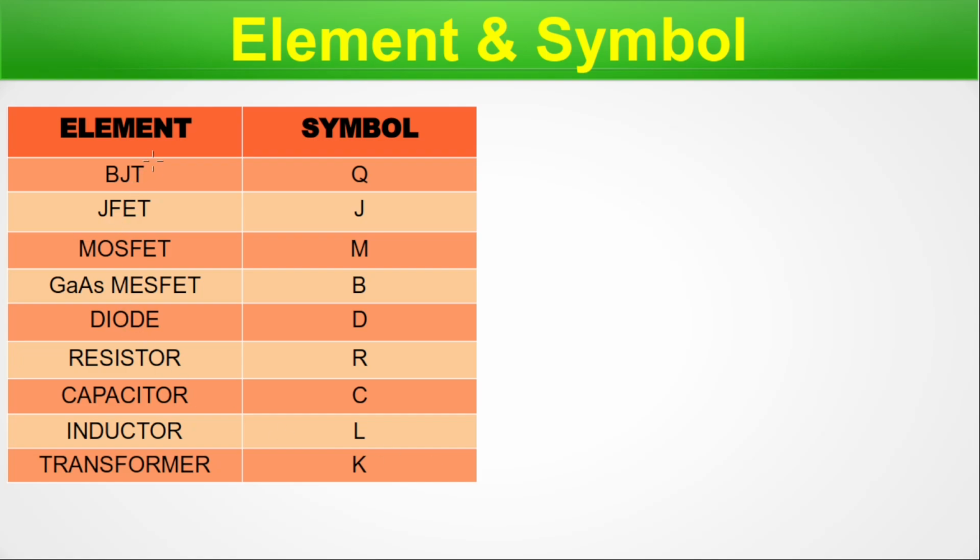As I said, BJT, right? Bipolar junction transistor. Q is written there. So this is a convention, and in SPICE, you cannot randomly write anything for any component. So you have to follow this nomenclature. JFET will be J, MOSFET will be M, gallium arsenide MESFET will be B, diode will be D, resistor will be R, capacitor C, inductor L, and transformer is K. So these are the initials.